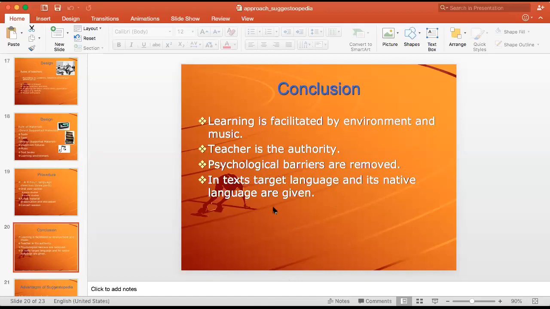And in the text that is used in the classroom, it's the target language and the native language that are given importance. Okay. Now, what I would like you to do is, let me change your screen. We are doing a small activity today.